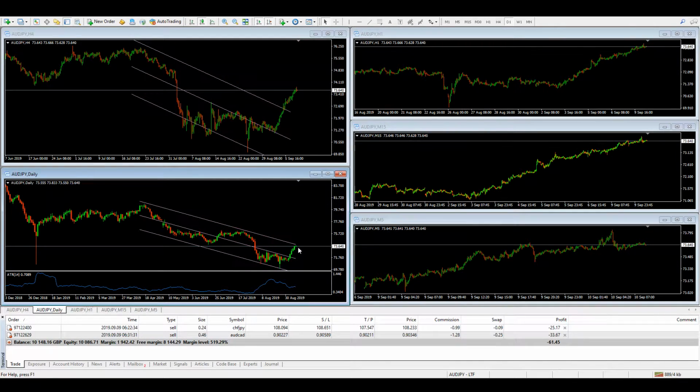Same thing here, AUDJPY, no real signs of reversal yet, although still bearish overall.